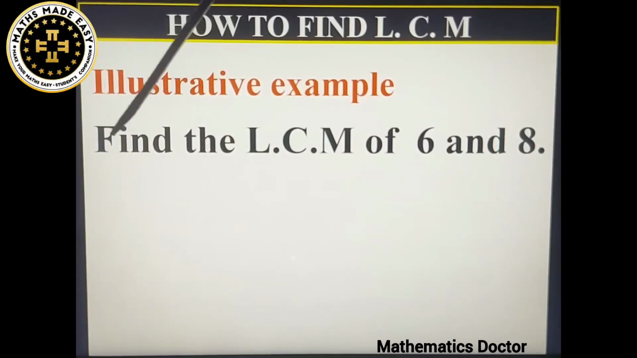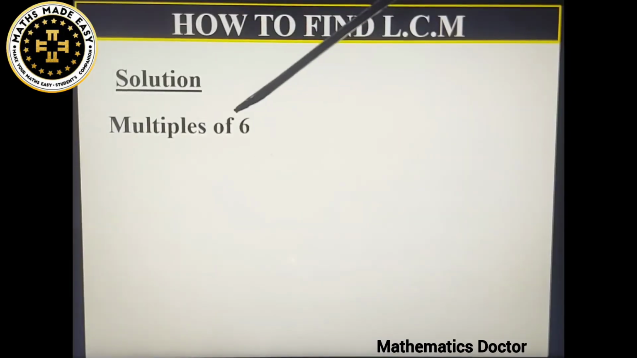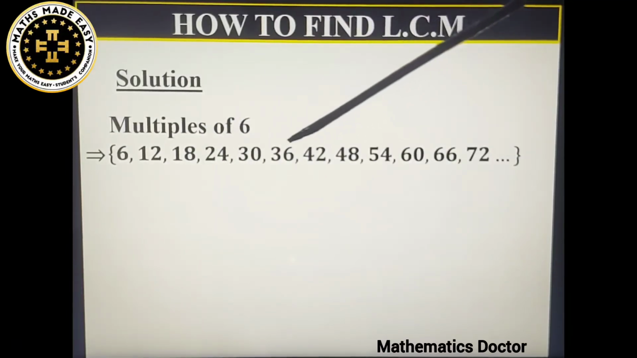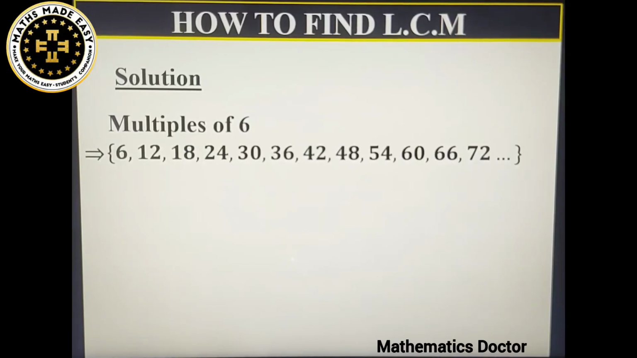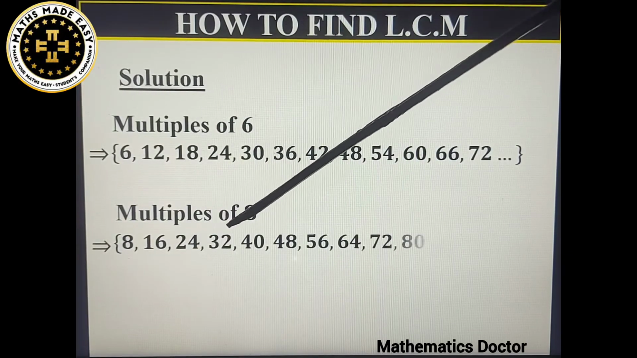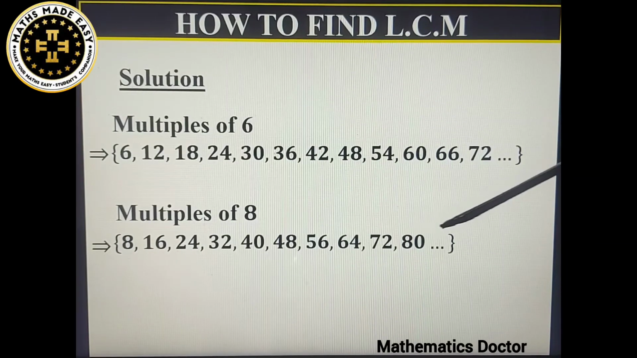Let us take another question which reads, find the LCM of 6 and 8. Let's now get into the solution. In the solution, we first of all have to get multiples of the two numbers. First, the multiples of 6 are 6, 12, 18, 24, 30, 36, 42, 48, 54, 60, 66, 72, and so on. So these are the multiples of 6. Let's get the multiples of 8. The multiples of 8 are 8, 16, 24, 32, 40, 48, 56, 64, 72, 80, and so on.